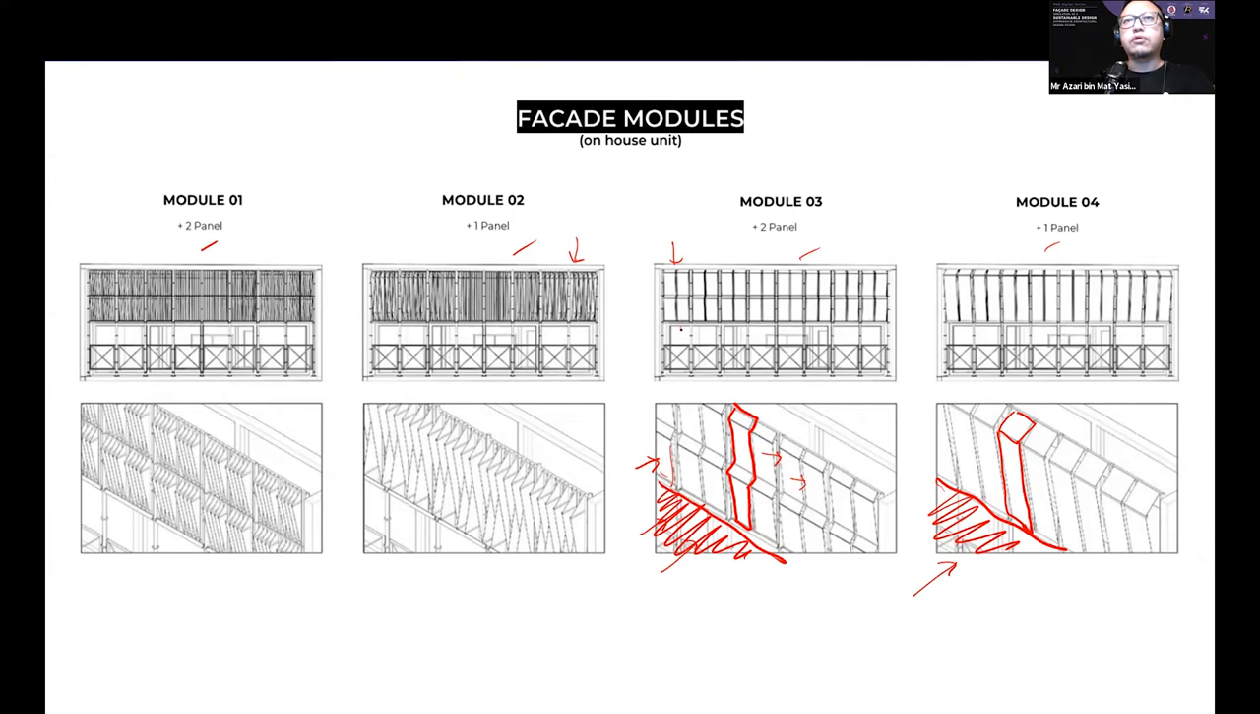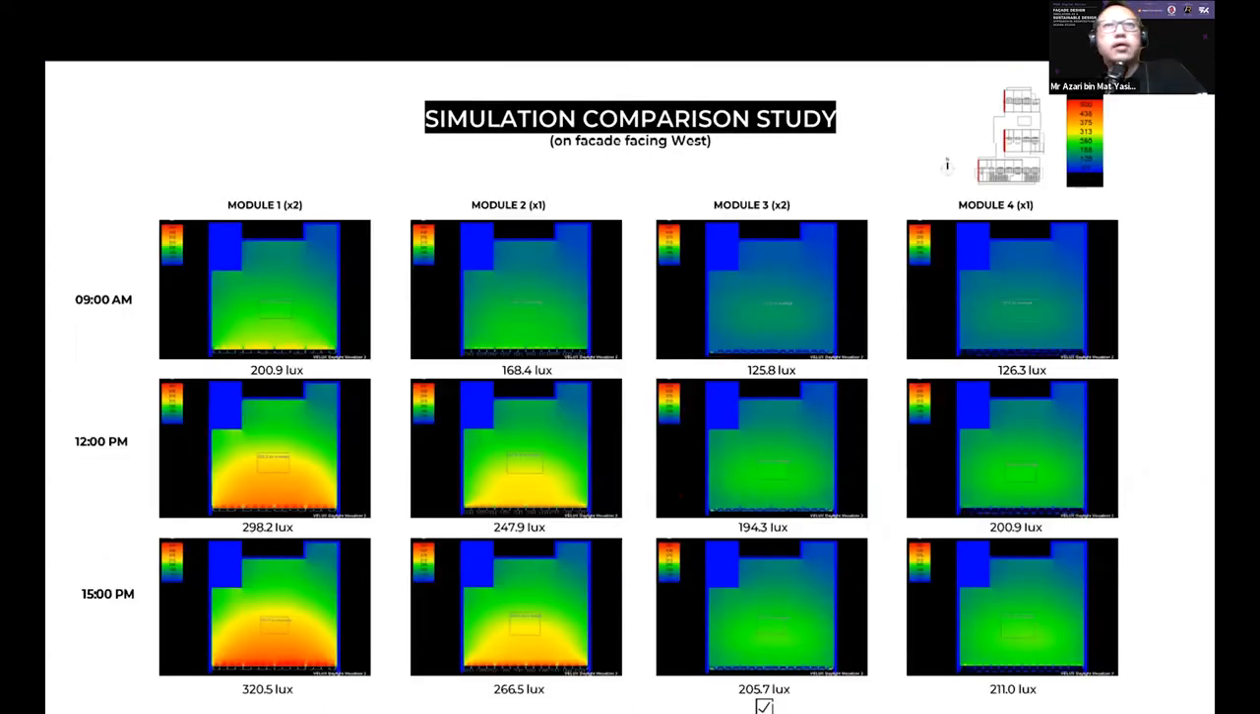So human is about this big. Okay, that's the size of the human for the scale. Yeah. So he simulates all four modules to test out on the facade facing all angles, north, south, east, west. But what I'm showing you is the west facade.